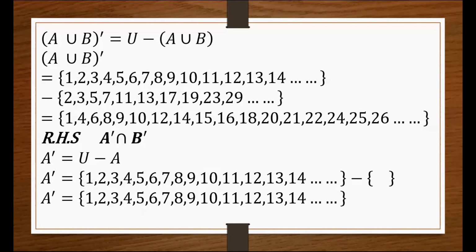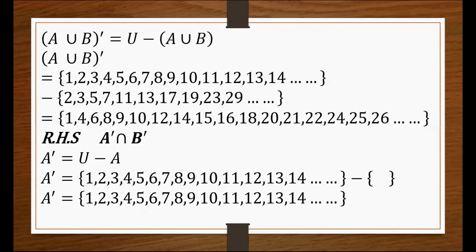Now we will move towards the right hand side. The right hand side is A complement intersection B complement. First of all, we will take A complement, then B complement, and then their intersection. As I said, in complement, we will subtract the set from the universal set. So A complement is equal to U minus A. We know that the universal set is N, the natural numbers, and set A is the empty set. So the answer for A complement is displayed here, which is 1, 2, 3, all the natural numbers.